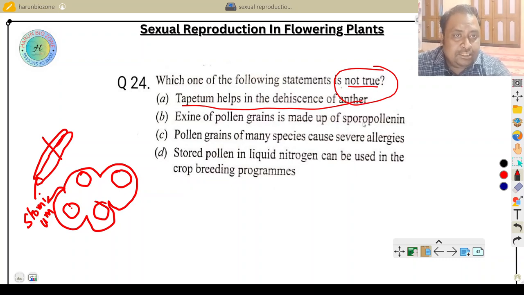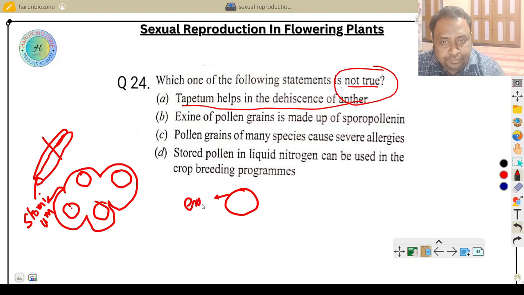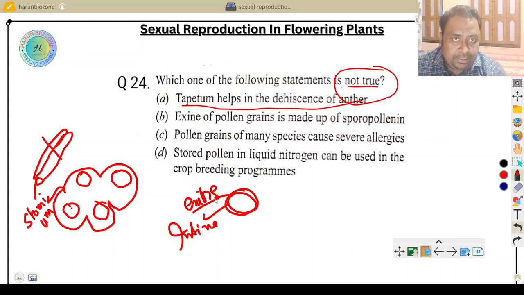Exine of pollen grains is made of sporopollenin. Suppose this is a pollen grain, and the pollen grain's outer layer is called exine, and the inner layer is called intine. The exine is made of sporopollenin. It's a hard and tough layer. Sporopollenin is produced by tapetum. Clear?